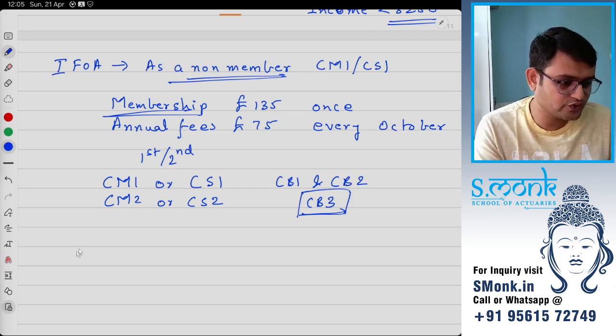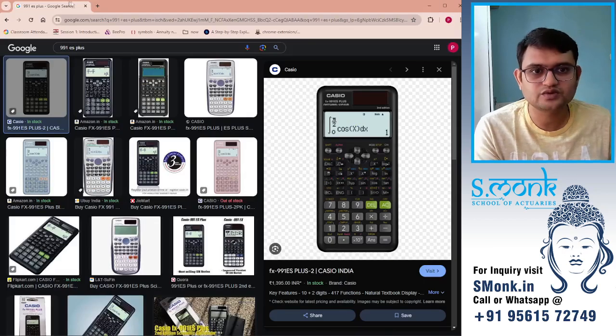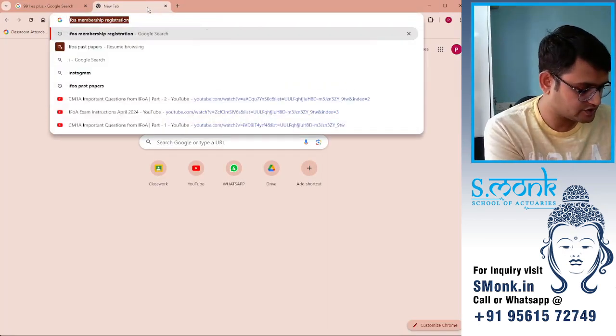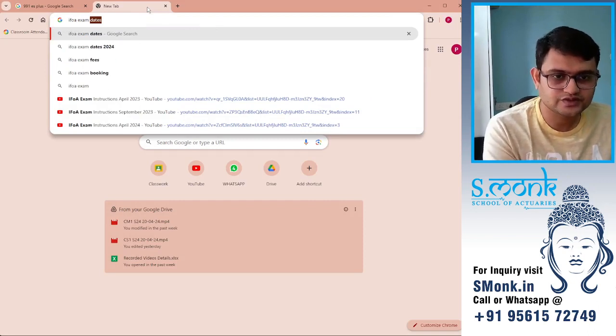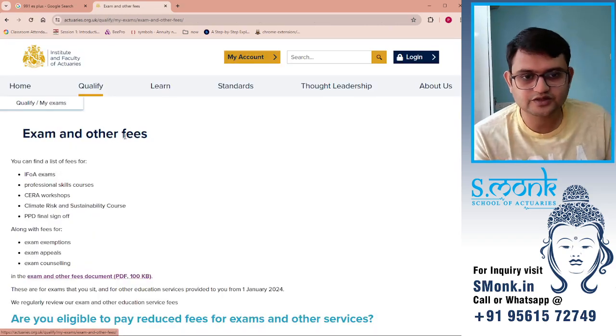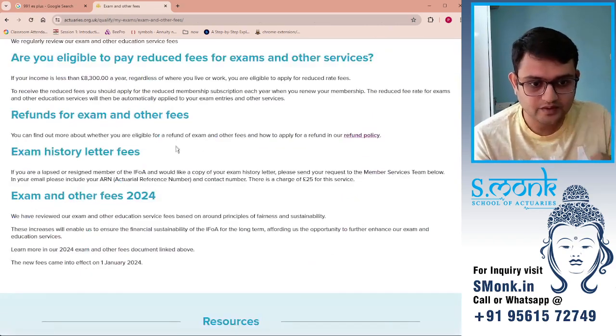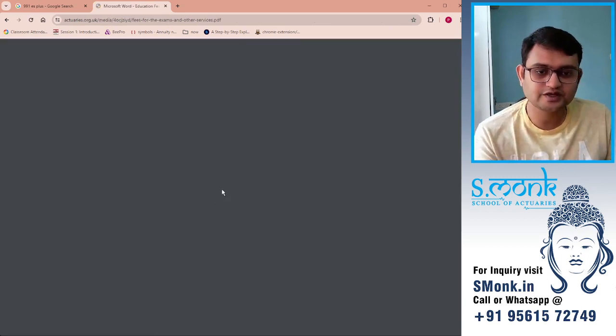How much do you want? See, the fee structure, again, you can easily search. I'll just show you the fee structure and how to understand it. See, all you have to do is search IFoA exam fees, exam and other fees. This is the PDF where exam and other fees are given.